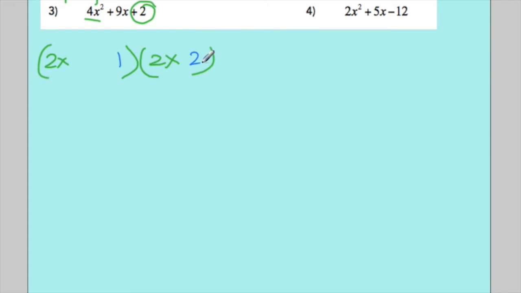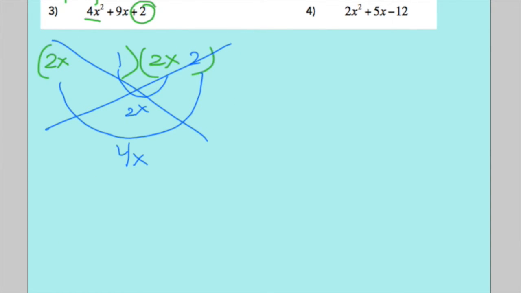1 and 2. Okay, so my first two multiply to my A, and my last two multiply to my C right now. But let's check my outer. That would give me 4x. And my inners. Well, that gives me 2x. Using those two, can I get my B term? No, I cannot. So that means that this one doesn't work. Because if I switch them around, since my front numbers are the same, it's not going to make a difference. So this won't work.